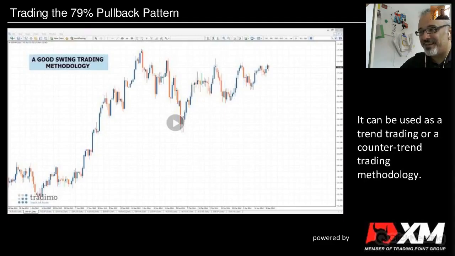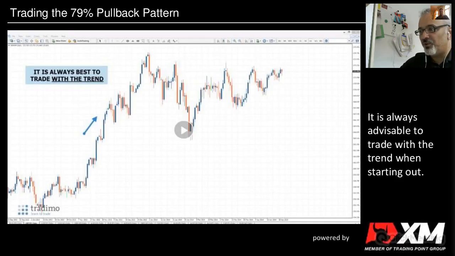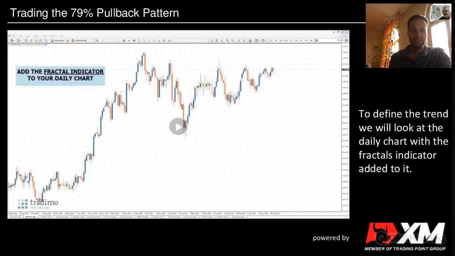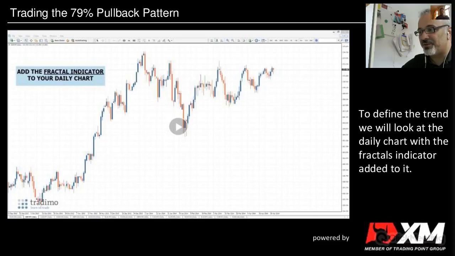Good. Next, like I told you before, it can be used as a trend trading or a counter trend trading method. It is always advisable to trade with the trend when starting out. So the trend is your friend. That's the motto at the exchanges. Also, in my opinion, don't trade against the trend. Don't mess with the big guys. Just remember, the trend is your friend. It's the best advice you can have at the beginning. Correct. And to define the trend, we will look at the daily chart with the fractal indicator added to it.